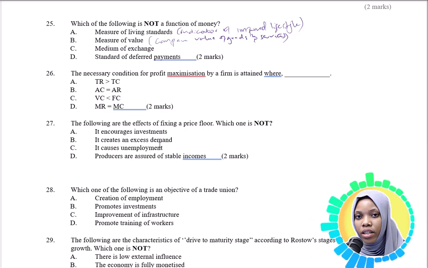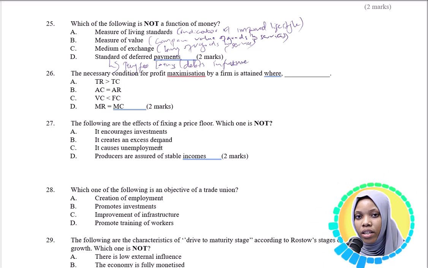Medium of exchange, so we use this to buy goods and services. We use money to buy goods and services. So that's a function of money. It is being used to buy goods and services. And standard of deferred payment, you can use money to pay for loans or debts in future. It's also a function of money.